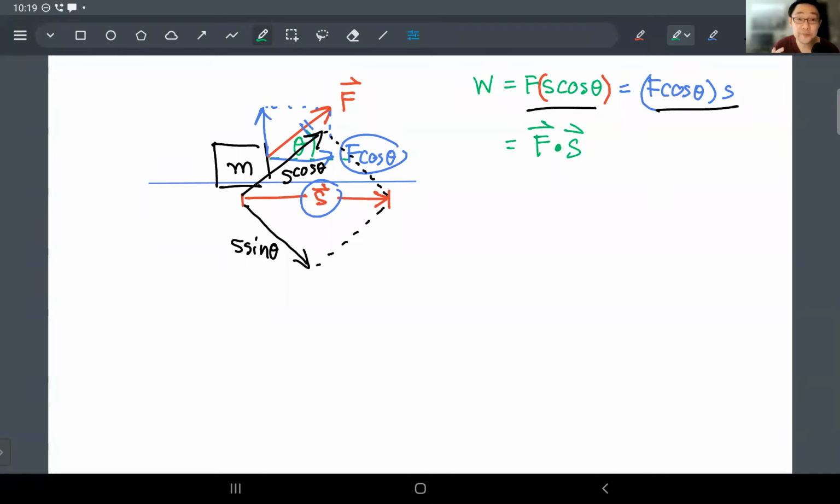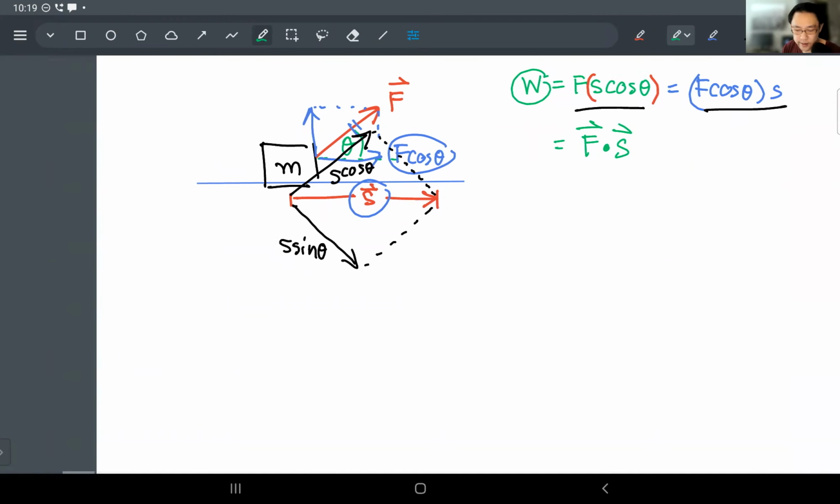All right. This is a dot product, or maybe they call it scalar product, because the result of this vector multiplication through the dot gives you the scalar quantity work. Nice. So, does that give you any clue here?